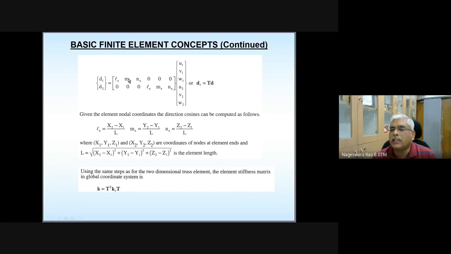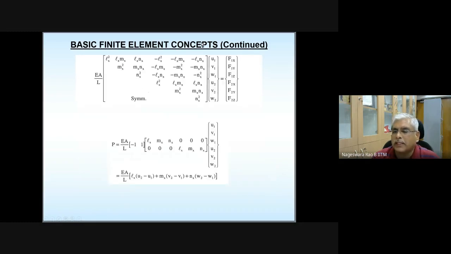And once you have this, this is nothing but your transformation matrix. Whatever you learn for plane trusses, same is applicable. Only thing is this T now is going to be 2 rows, 6 columns. T transpose is going to be 6 rows, 2 columns. And KL is 2 by 2. T is 2 by 6. So 6 by 2, 2 by 2, 2 by 6. So you are going to get finally 6 by 6 matrix.